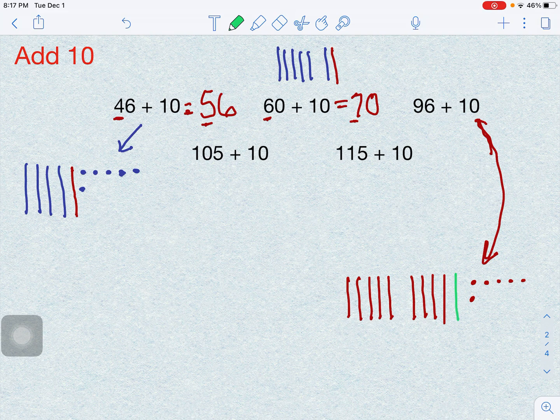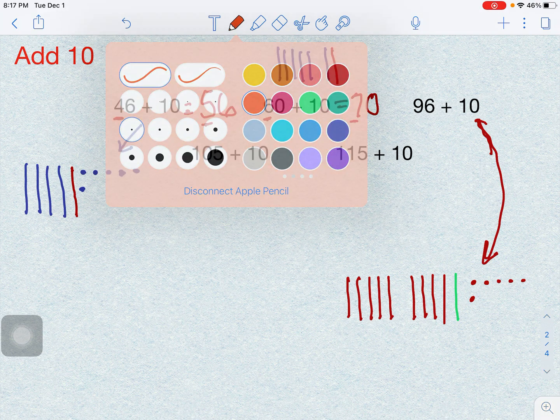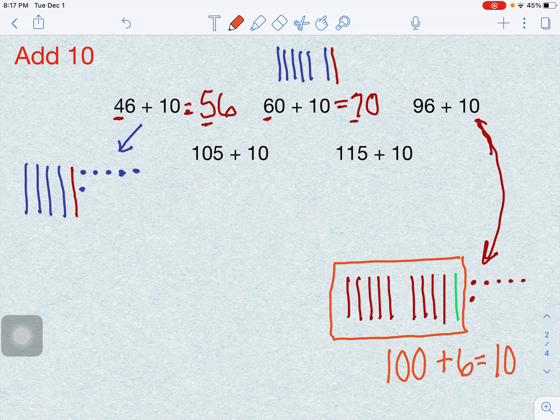Wait a minute. Now that I added this 10, this doesn't look like 96 anymore. Now all of a sudden, my number here can be made into a 100 because I now have 10 tens. So that would be 100, and then I still have my 6 ones, so my new number would now be 106. So again, we have to be careful when we look at 96 plus 10.